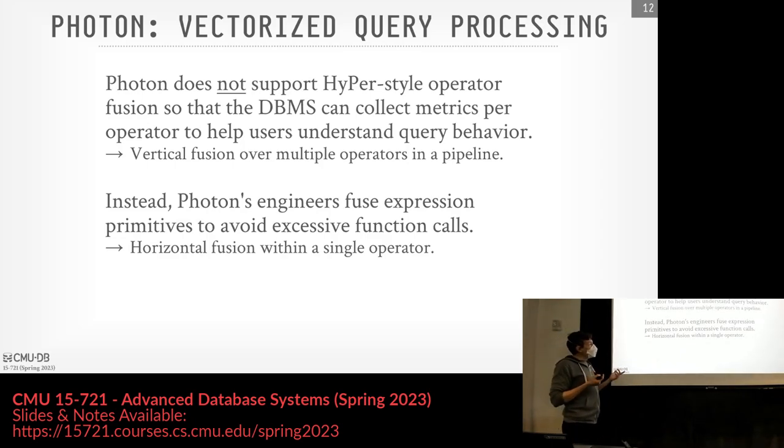So this is my term, vertical versus horizontal fusion. They're not going to do vertical fusion, where you take multiple operators vertically in a pipeline and collapse them down into some small kernel. Instead, they're going to do what I call horizontal fusion within a single operator. I'll fuse together a bunch of things that would be separate primitives into a single primitive, and that way there are fewer function calls. I'll show what I mean in a second.